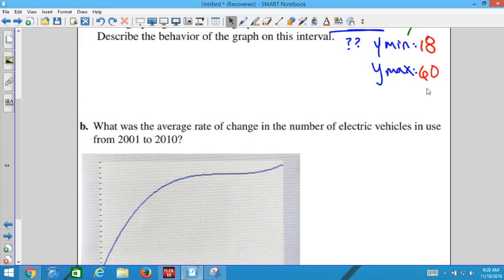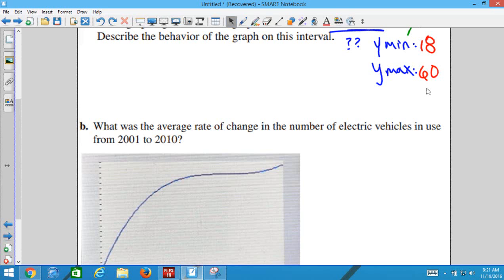When you describe something that has to do with a real life situation, you use words like electric cars and years. The X and the Y values, what they represent. So you're going to use words when you're describing. So what is happening in this graph? As the years go on, what's happening? Going up. Oh, I know the graph's going up, but use words like electric cars.